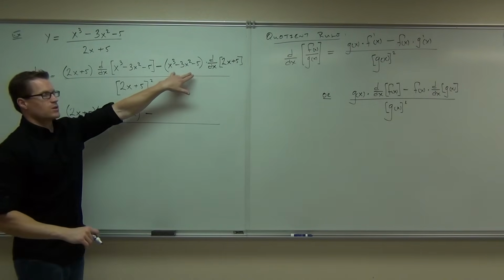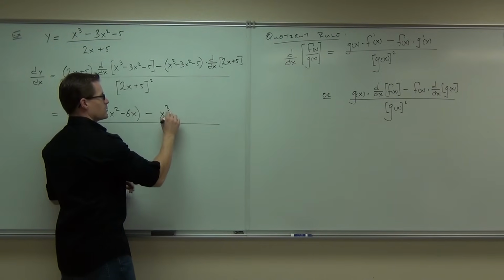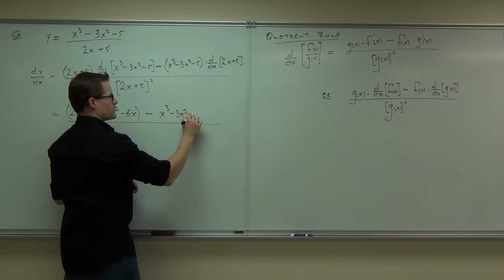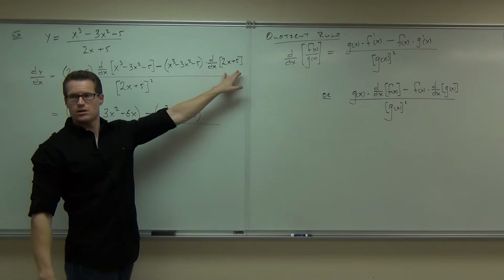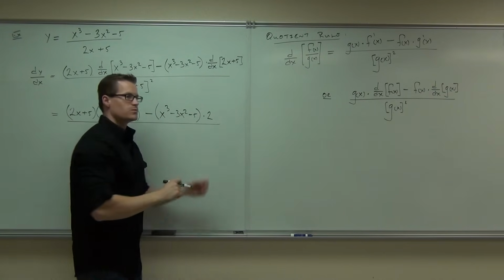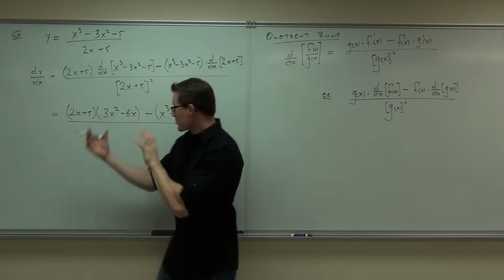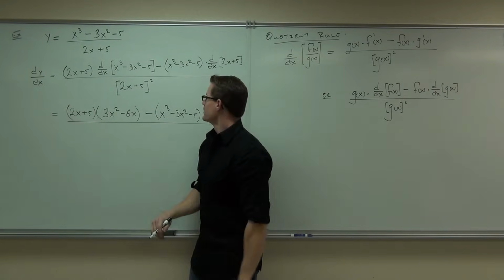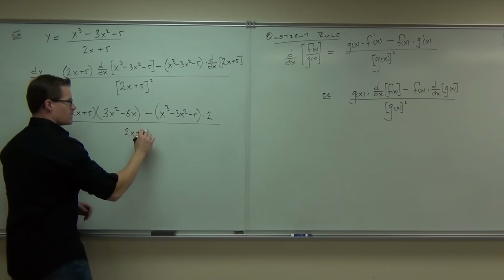Does this change? No. There's no d/dx associated with that. So x cubed minus 3x squared minus 5, okay. Does this change? Yep. What is that? 2. Now, I don't need parentheses around the 2. That's just one factor. But the other things, yeah, you have to have those. All over, well, we're going to have the 2x plus 5, and we're going to have it squared.